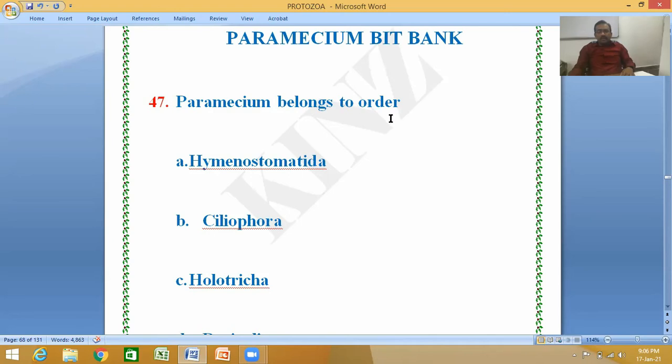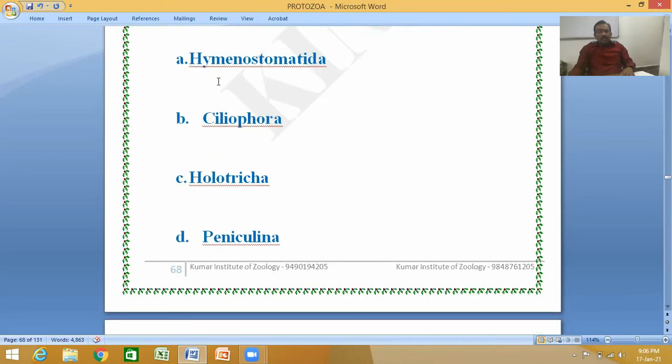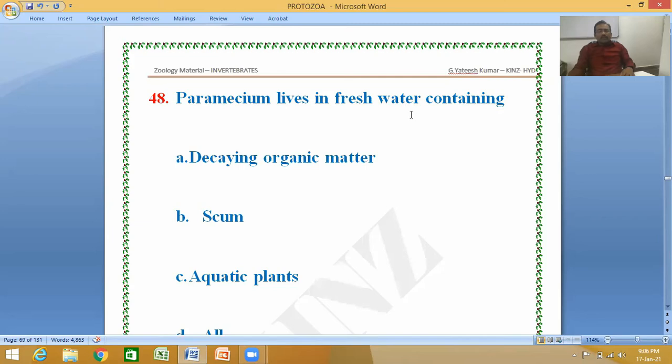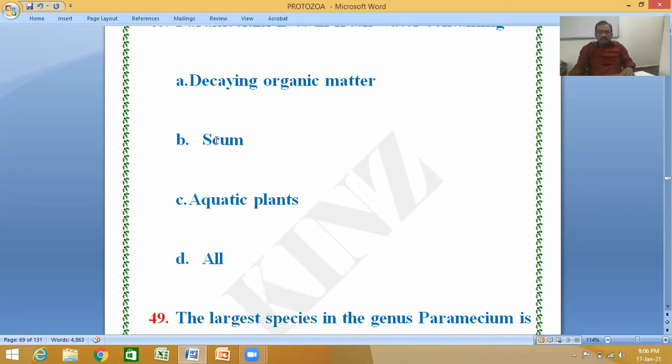Paramecium belongs to the order Hymenostomatida, the answer. Paramecium lives in fresh water containing decaying organic matter. Yes, correct answer. Scum, somewhat correct. Aquatic plants, definitely correct. Option D is the best answer: all.